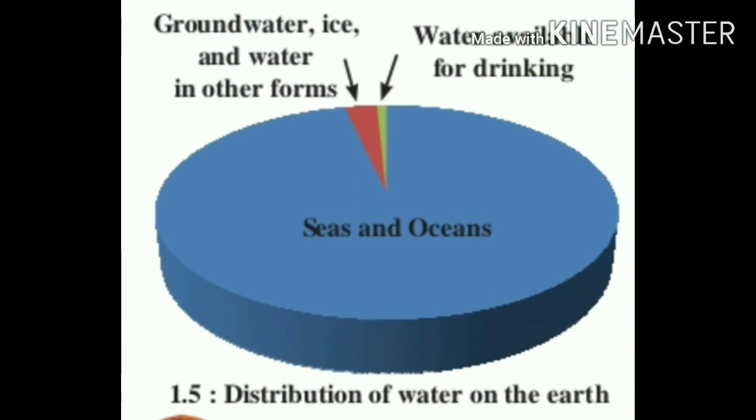Out of the total water present on the earth, we can use only a very small amount of water. The following diagram shows that out of 100%, 97% of water is salty. That means it is in the seas and the ocean. And only 3% of water is fresh. And out of this 3% also the potable water, that means the water which is available for drinking, is only 0.03%.